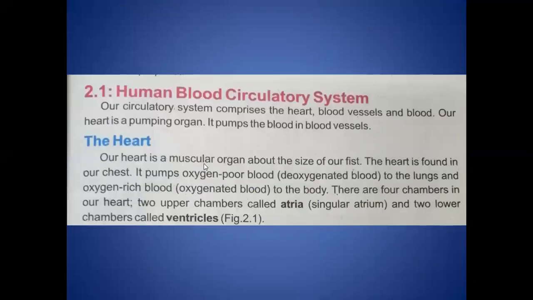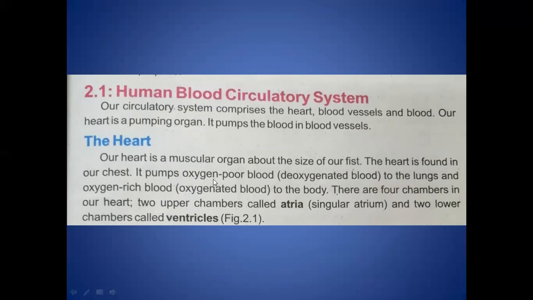Our heart is a muscular organ about the size of our fist. When we close our hand, it is called a fist. So the size of our heart is the same as our fist. It means the size of the heart varies from person to person. Kids have a different heart size because their fists are small. Grown-ups have a different fist size, so their heart size is different. The heart is found in our chest.